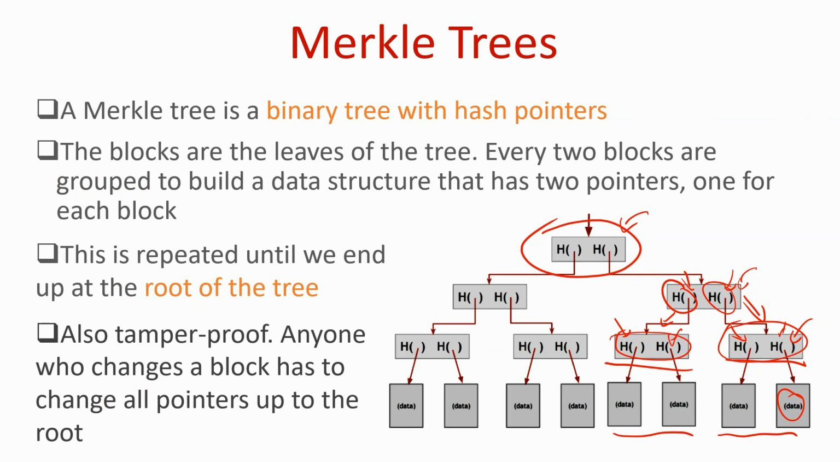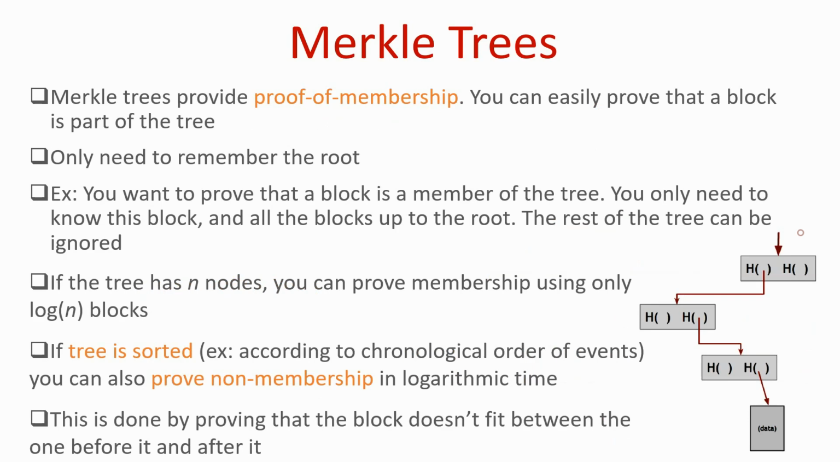Basically, instead of now having to store the entire blockchain, you only need to store the blocks that would allow you to generate the levels all the way up to the Merkle root. And so in this case, you would be able to validate that a data is a member of the Merkle tree in log n time instead of actually going through the entire blockchain. It provides proof of membership and also provides proof of non-membership if the blocks are sorted.